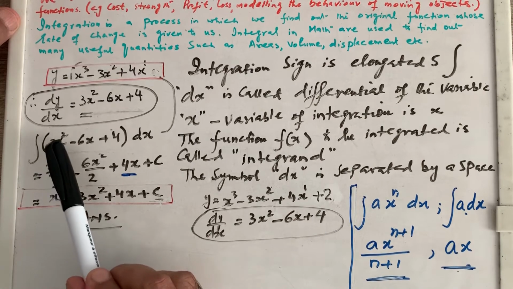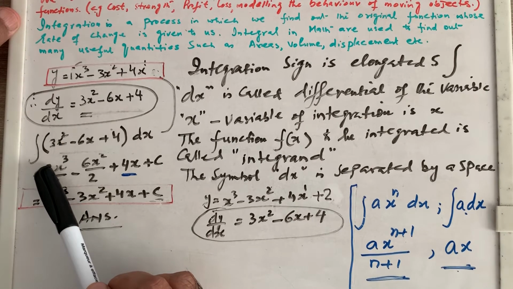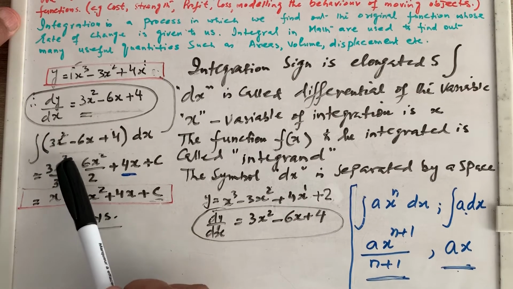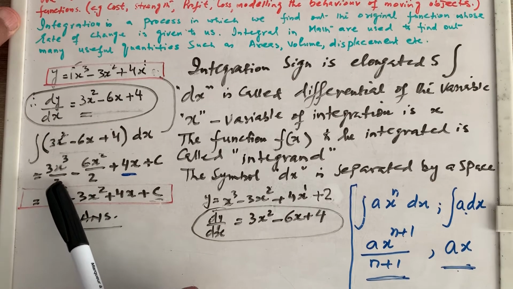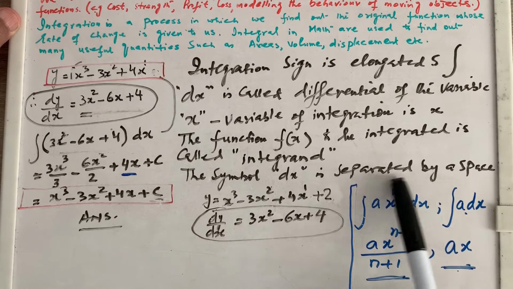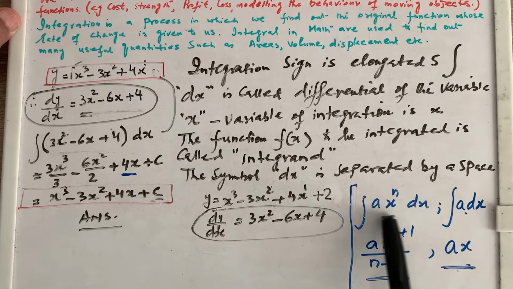So I was telling you that 3 is the same as this a, increase one power, so this is x cubed, and then divided by the increased power, which is 3. So this is the formula of integration of all of these expressions, all of these functions.